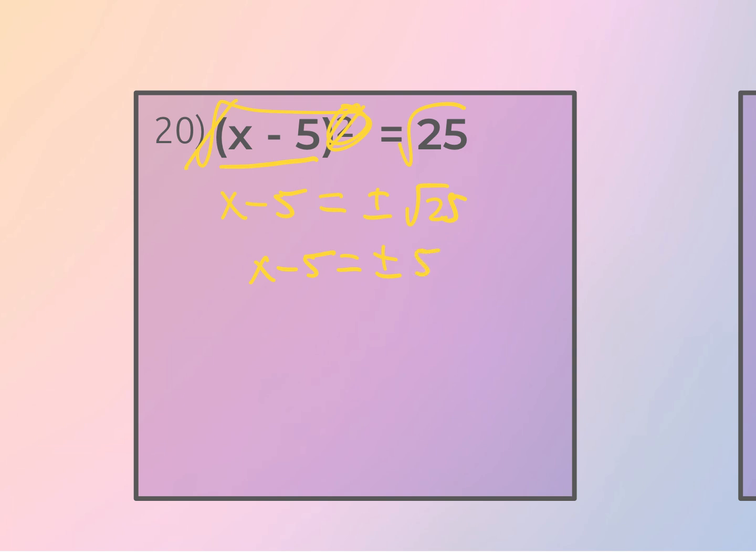All right, but we're not done, right? We still need to get this 5 to the other side, right? So we want to add 5. Okay, so we can add 5. So then we get x equals 5 plus or minus 5.